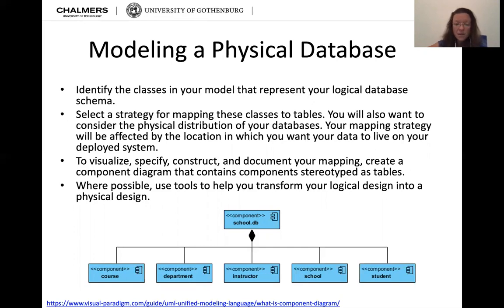So with that, at the bottom, we have our school database, and the school database is composed, it's a composition, by courses, departments, instructors, schools, and students.